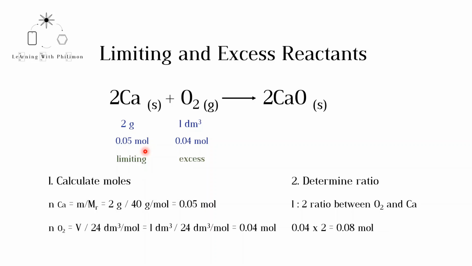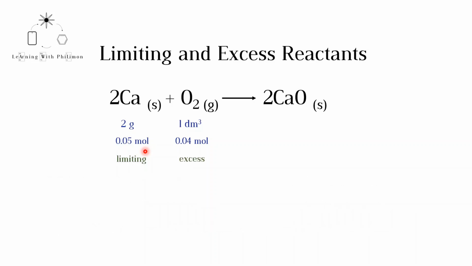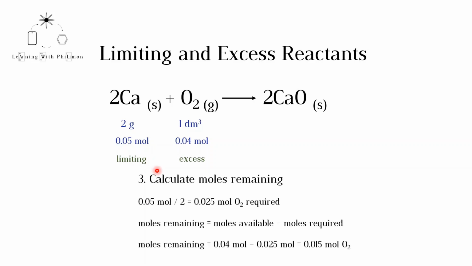We can also calculate how much oxygen will be left over. 0.05 moles of calcium requires 0.025 moles of oxygen. To calculate the moles remaining, we subtract the moles available by the moles required. Substituting in the values, we get the following calculation. There are 0.015 moles of oxygen remaining.